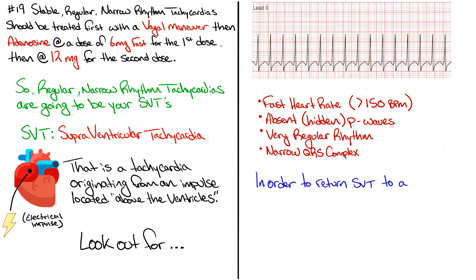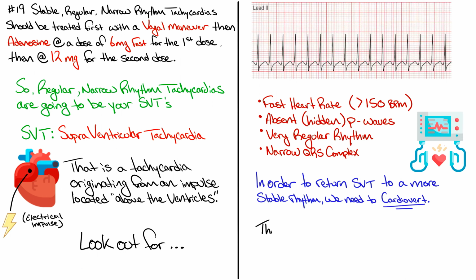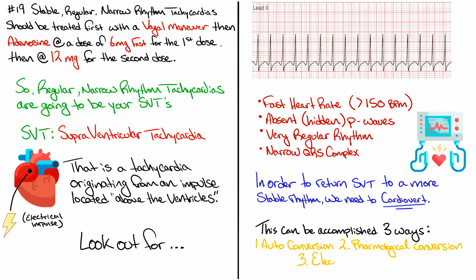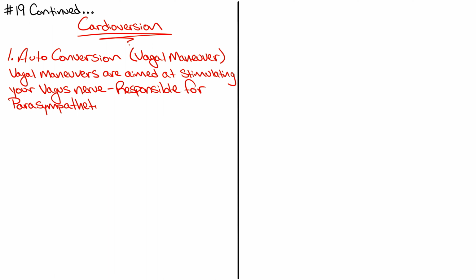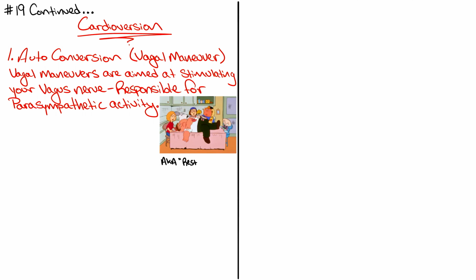In order to return SVT to a more stable rhythm, we need to cardiovert. Cardioversion can be accomplished in one of 3 ways: autonomically, pharmacologically, and electronically. Autoconversion is aimed at stimulating your vagus nerve and are known as vagal maneuvers. Your vagus nerve is responsible for parasympathetic activity in the body, aka the rest and digest side of your nervous system. Stimulating the vagus nerve will hopefully have the effect of slowing down the heart.